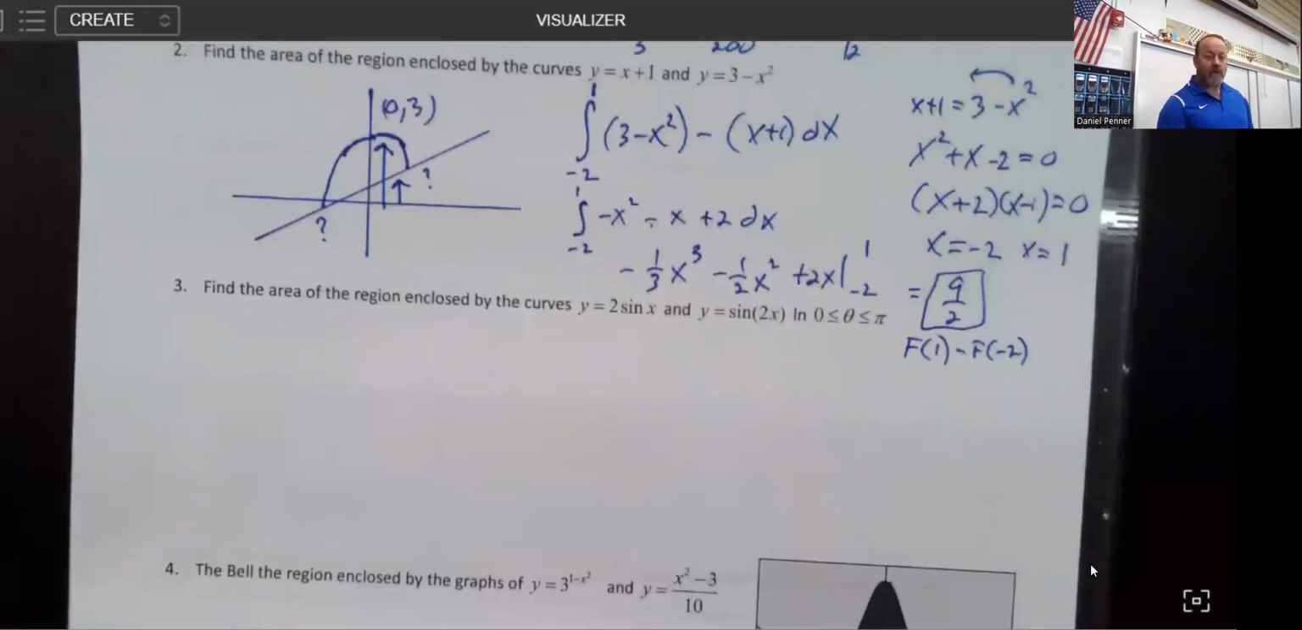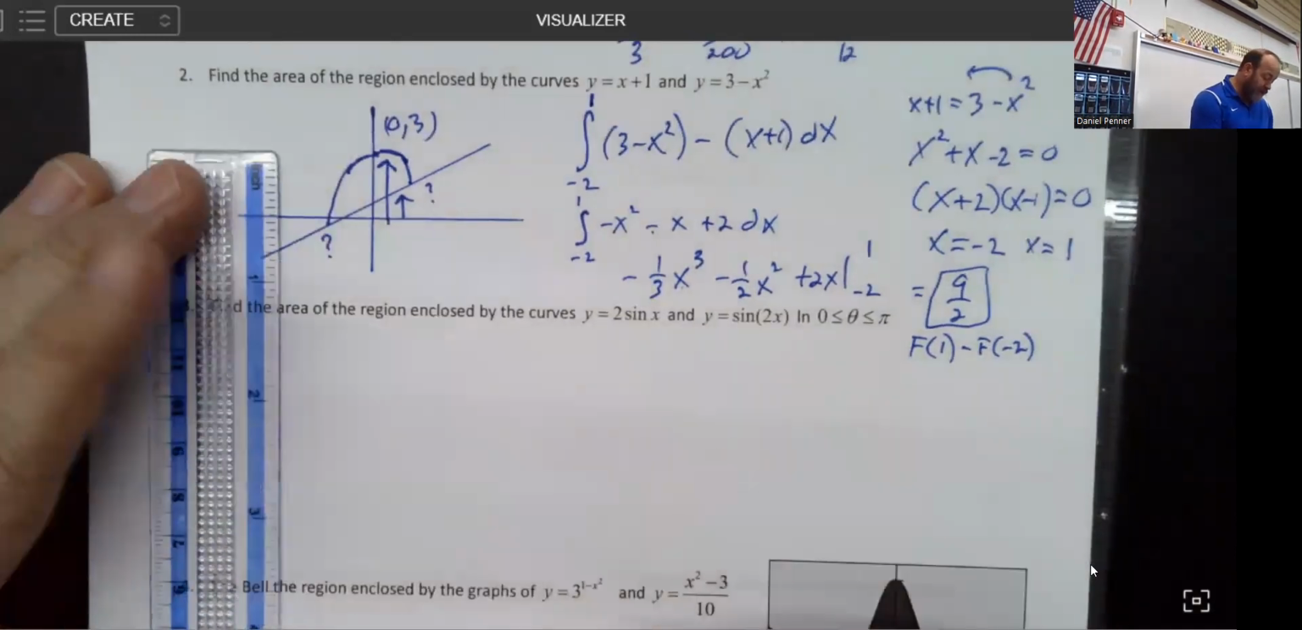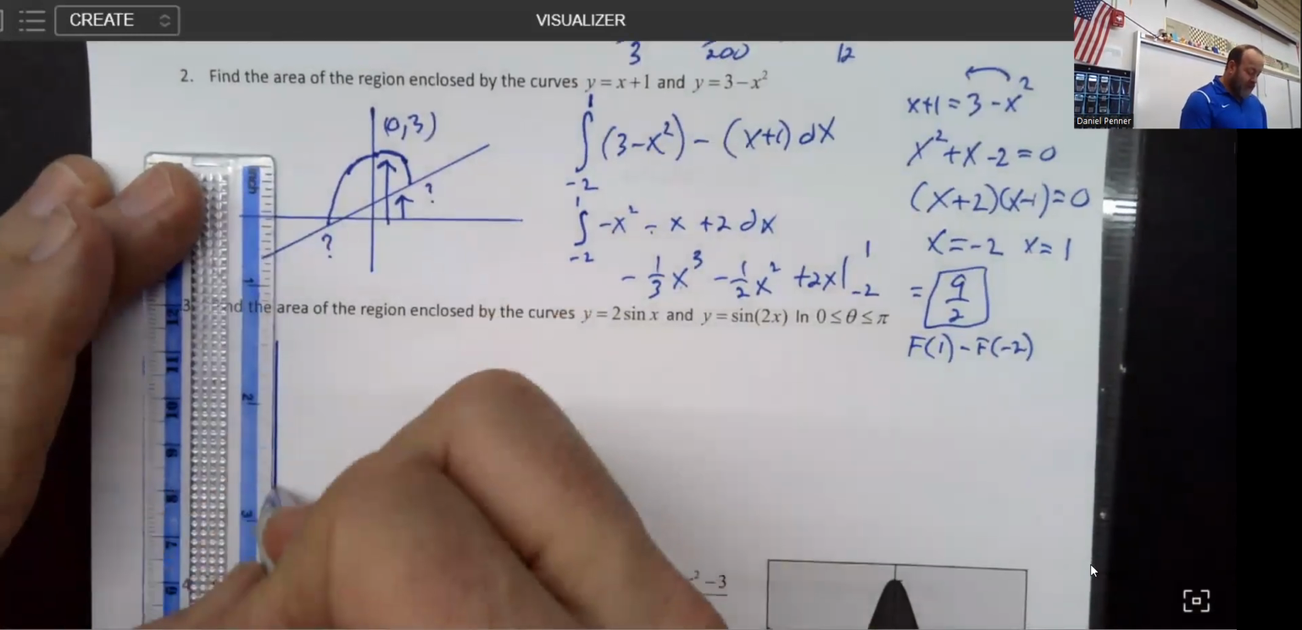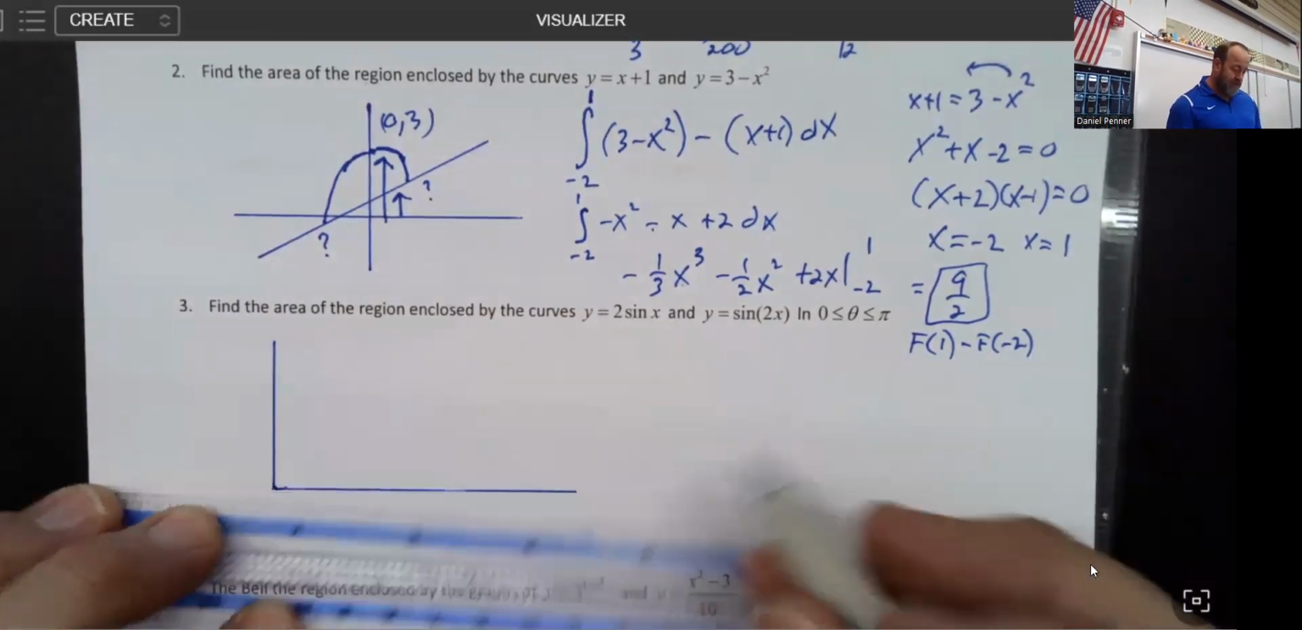I'm pretty sure that is the right answer. We could validate that under a calculator, but for the sake of time, I'm pretty sure those answers are correct. Okay, moving on to number 3. I wanted to try to get the first 4 of these done.